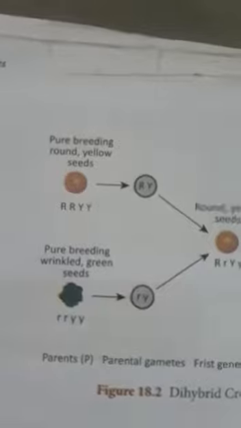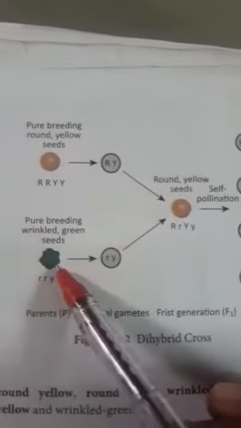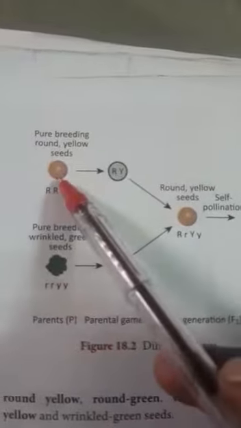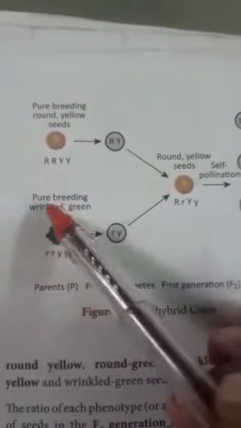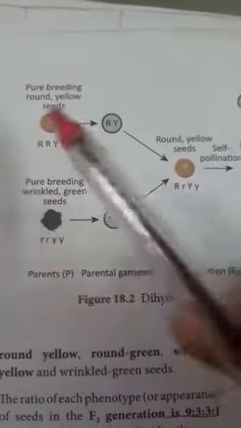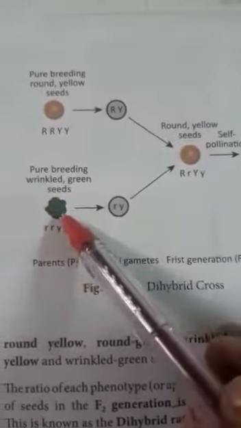In this flow chart, you see this is a parent. This one is a parent. It's a round yellow seed. It's dominant. It's recessive, like male and female. Pure breeding wrinkled green seed. So it's a parent, male and female.